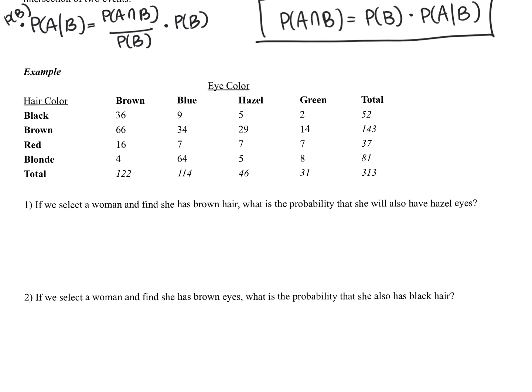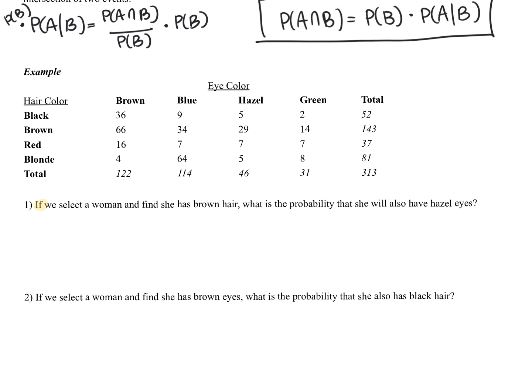So let's do an example using that hair color and eye color that we had at the end of our last note. So we have the black, brown, red, and blonde, and the eye colors of brown, blue, hazel, and green. And this time we already have our totals. So if we select a woman and find she has brown hair, what is the probability that she will also have hazel eyes? So a couple things to notice here is it says the word if. That indicates conditional probability. Given is also used, but if is also another common word. So it's not only that you're going to see the word given, you might also see the word if.